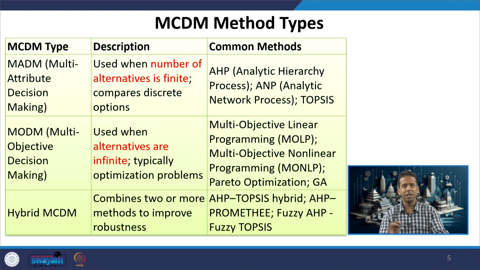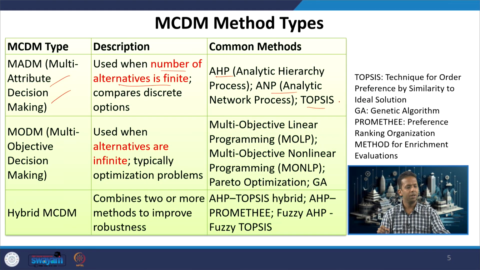There are two broad types of multi-criteria decision making methods. One is multi-attribute decision making. In this case, what happens? The number of alternatives is finite. So, it is usually used when discrete options, a known number of options, are to be compared. The common methods are AHP, ANP, Analytic Network Process, and TOPSIS. It stands for Technique for Order Preference by Similarity to Ideal Solution.